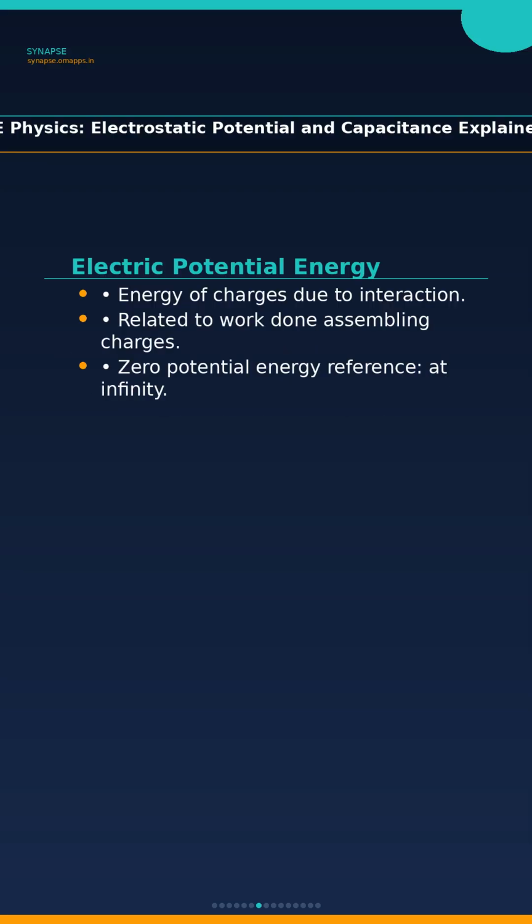Next up, electric potential energy. This is the energy that charges have because of their interactions. It's related to the amount of work you need to do to bring those charges together. The zero potential energy reference point is at infinity. This is a common assumption to simplify our calculations.